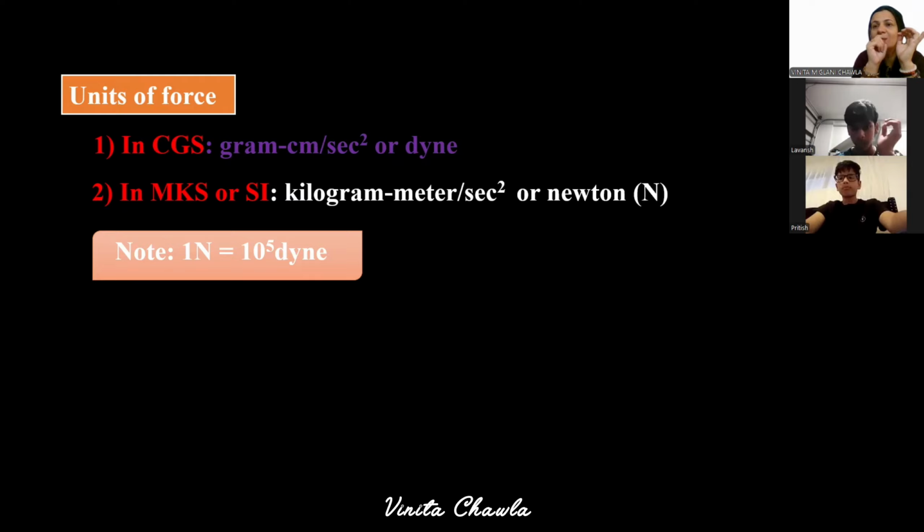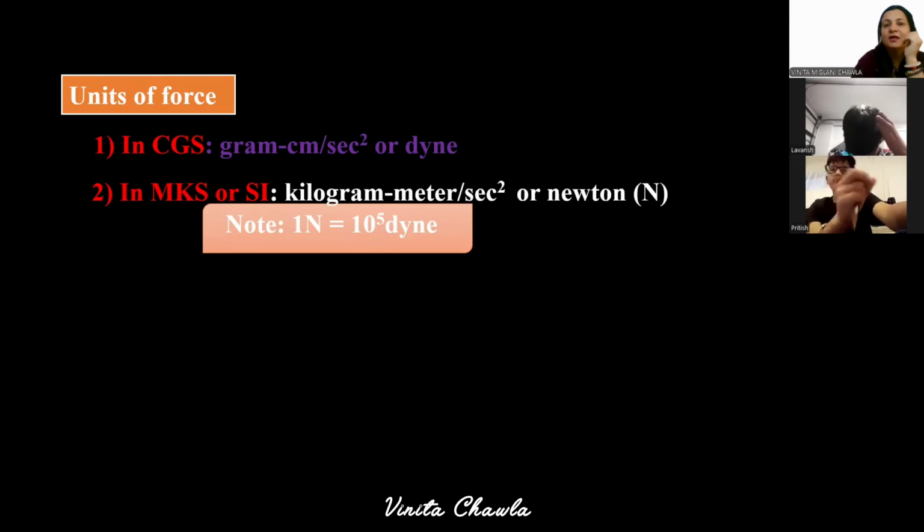CGS is centimeter gram second. So in the CGS system the unit of length is centimeter, and in the MKS system the unit of length is meter, and we can relate these two units. We know 1 meter is 100 centimeter. In the same way, in the CGS system the unit of force is dyne, while in the MKS system the unit of force is Newton, and we can again relate these two units. 1 Newton is 10 raised to the power 5 dyne.